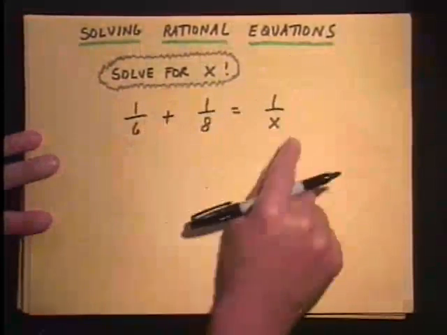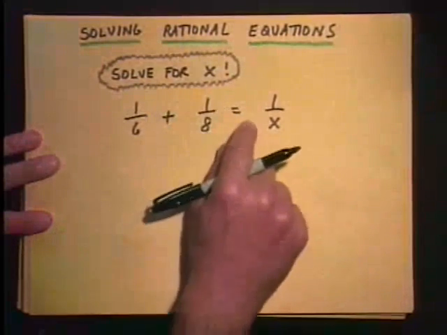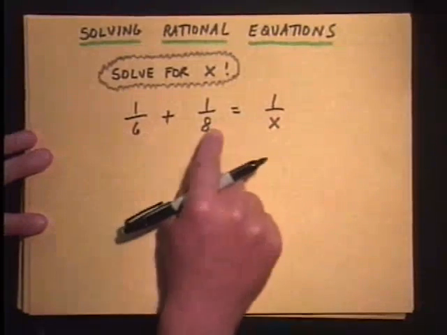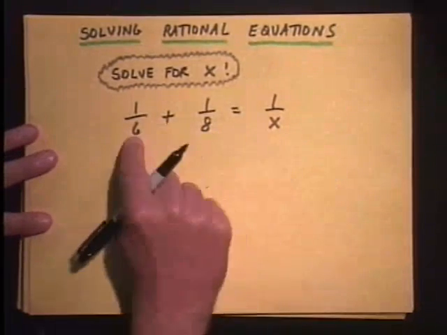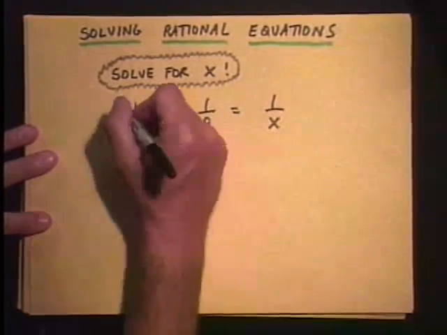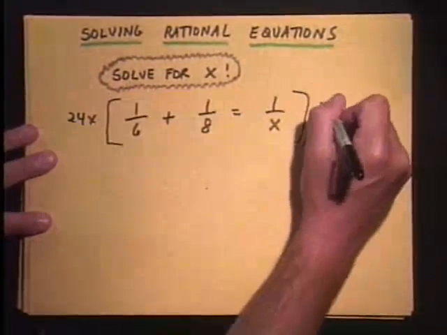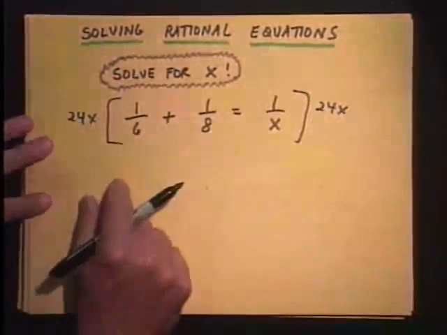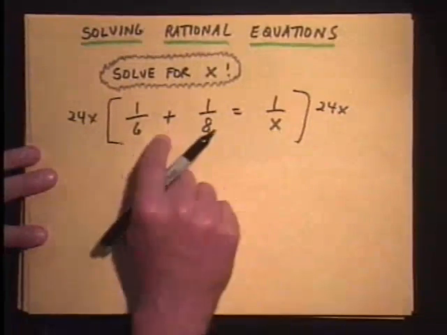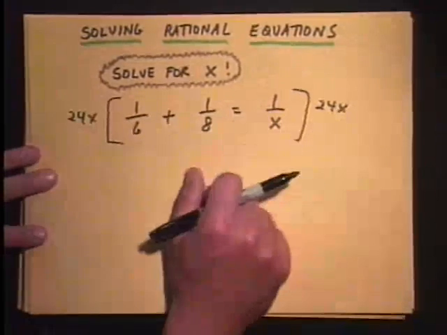And notice I've got a little one here. Solve for x: 1/6 plus 1/8 equals 1 over x. Now, since there's more than two fractions here, I want to go ahead and find the least common denominator of 6 and 8 and x. And what would that be? Well, I think it would be 24x. So what we want to do is multiply everything in the equation through by 24x, and what that's going to do is clear all those fractions out of there.